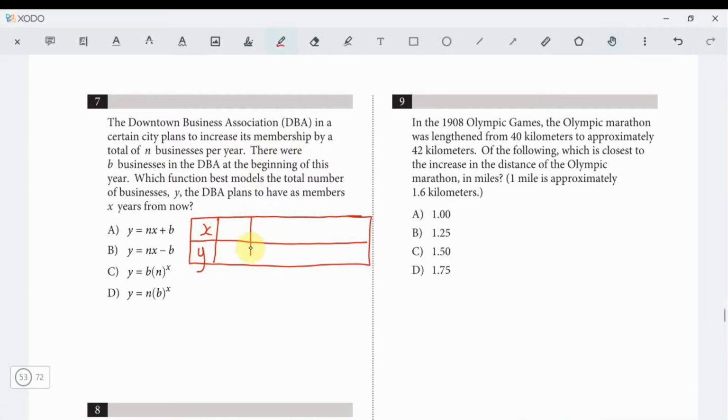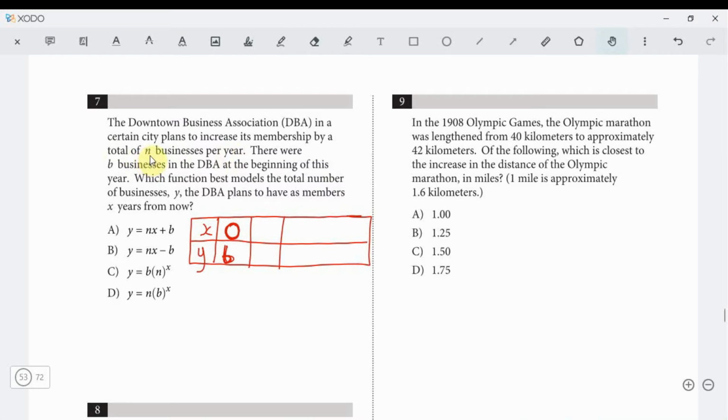So look at this. What we're saying is at the start, X is 0, right? When you're just born, you're 0 days old. Then after 1 year, you become 1 year old. Look what they say. They say there were B businesses at the beginning, meaning when the business just starts, you have B. When X is 0, the Y value is B. Then it's increasing by a total of N per year.